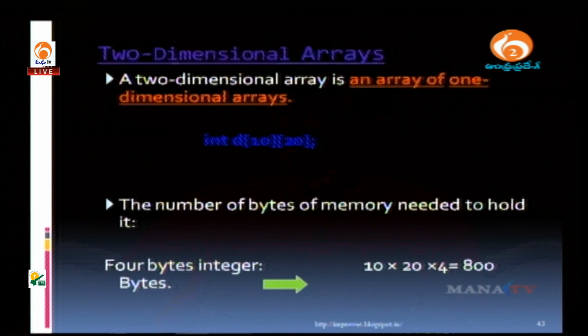Yes. Now the number of bytes of memory needed to hold it. For example, here int d[10][20]. What is the size of the array d? 10 into 20, and if each element occupies 4 bytes, 10 into 20 into 4, that is 800 bytes will be occupied.